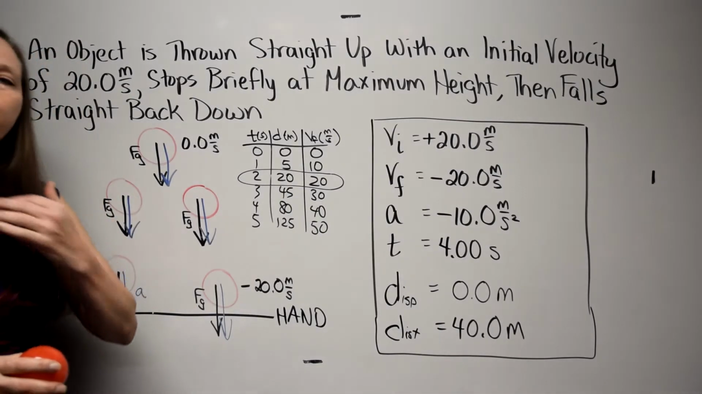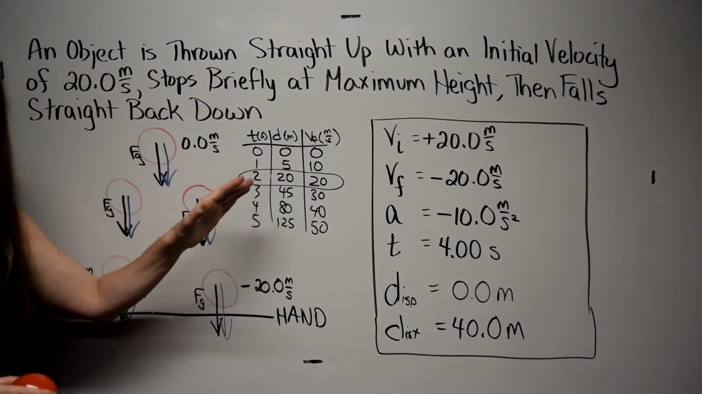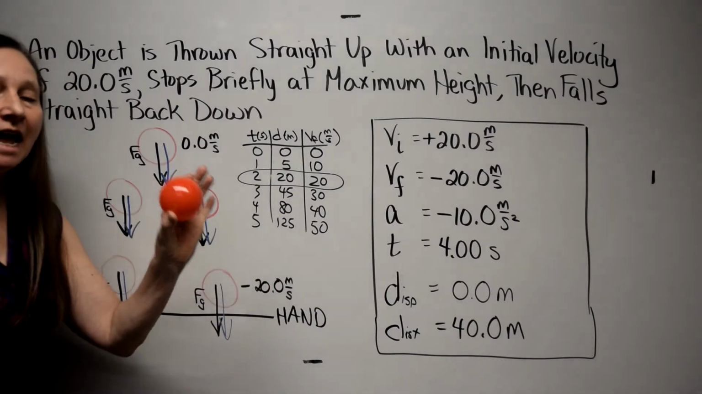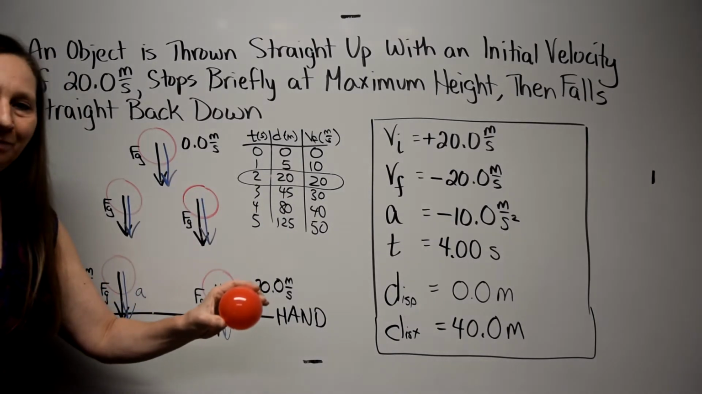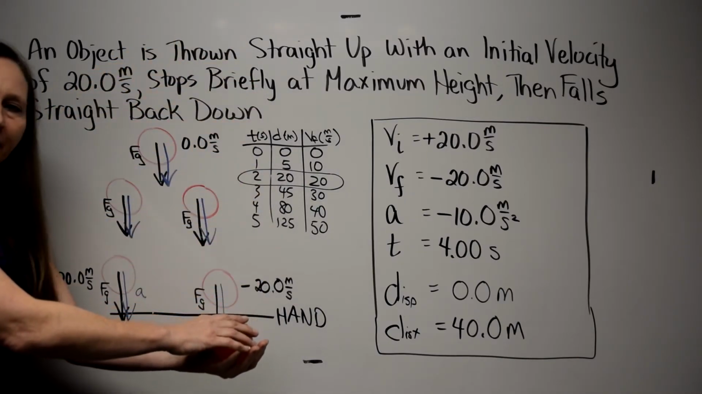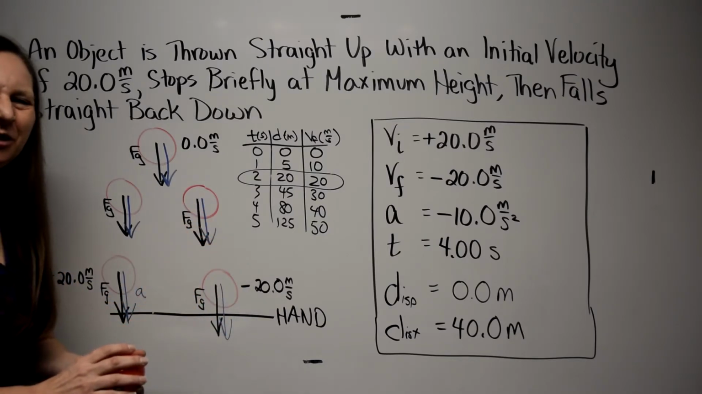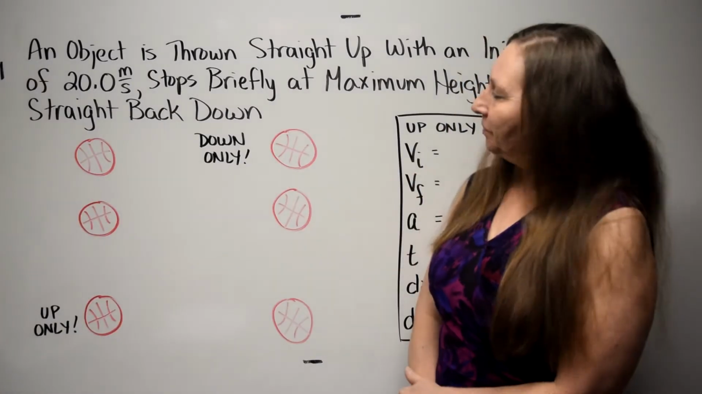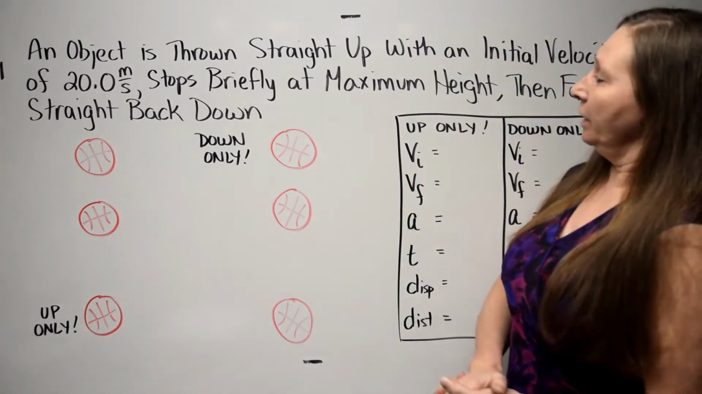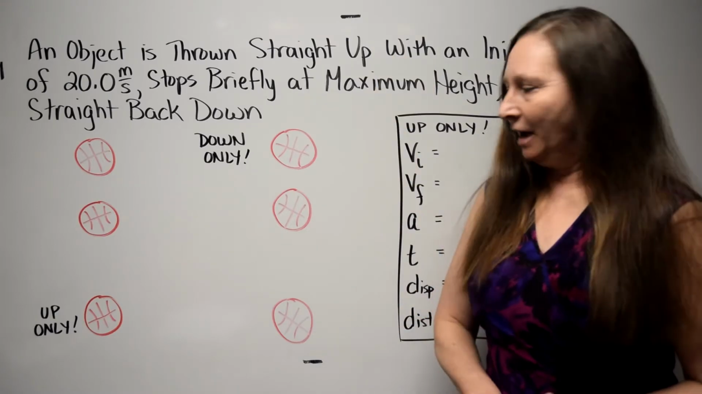Now, I want to show you 2 other ways to look at the same action. Up, back down. Instead of going all the way from the beginning to the end, there are 2 other ways to look at this situation. Let's do that. Same ball or basketball thrown straight up with an initial velocity of 20 meters per second, stops briefly at maximum height, and goes straight back down.